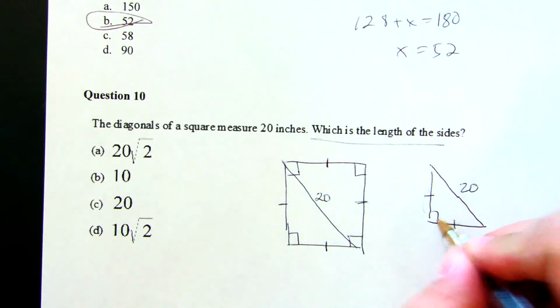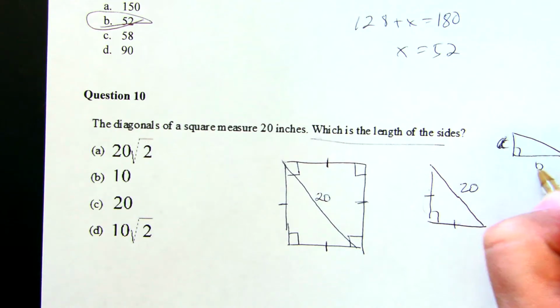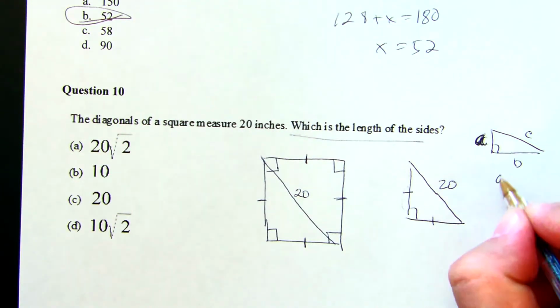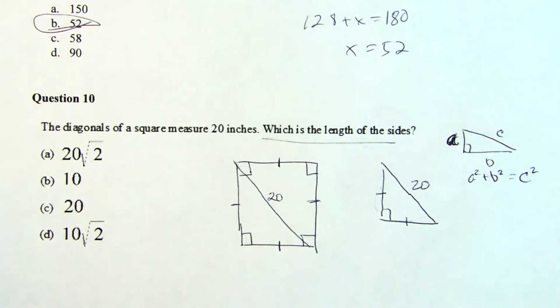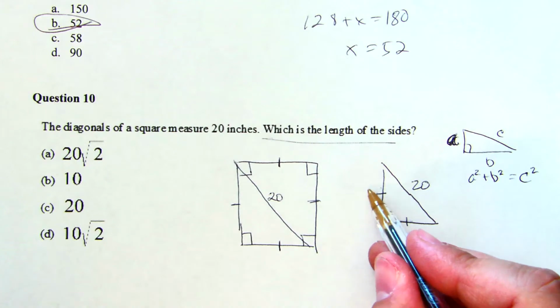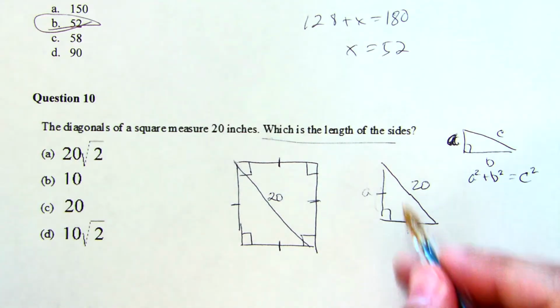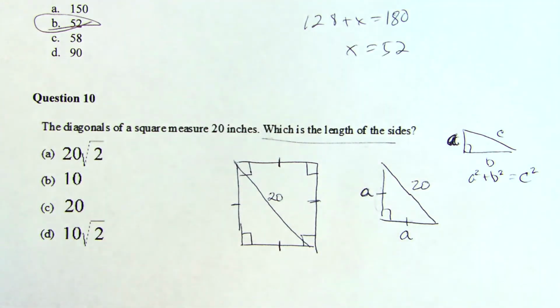Normally, with a right triangle, I know that anytime I have a right triangle, I have A, B, and C, and I know that A squared plus B squared equals C squared. But here, I can call this A, and this could be B, but these two are congruent, so whatever this is, A, this is the same thing. Oh, well now what do I have? A squared plus A squared equals 20 squared.